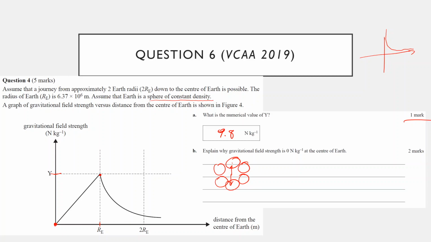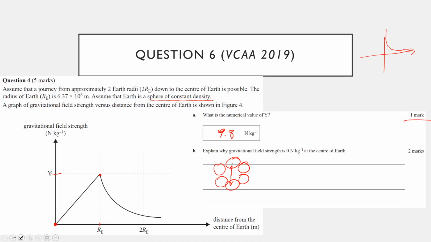And it's all based on the fact that we're assuming the Earth is a sphere of constant density. So there's nowhere on Earth that's got more density than others. That means you can always pick a point such that its gravitational field will cancel out with another one somewhere else in the opposite location. How you want to articulate that is up to you. Again, go and look at the examiner's report. They give a sample response there. Read where people went wrong. I'm not going to go through that here.